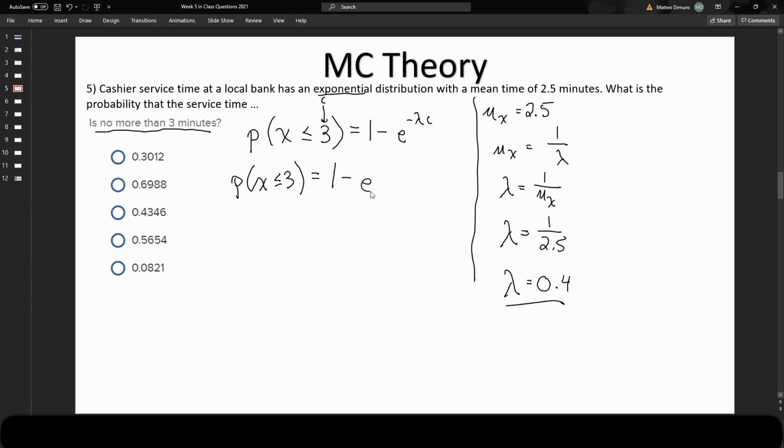So we're going to go 1 minus e to the power of negative 0.4 times 3. You can pop that in on your calculator. Just remember, this is the exponential distribution, Euler's number, so you're looking for a button that looks like that on your calculator. Plugging it in on the calculator, 1 minus e raised to the power of negative 0.4 times 3, and you're going to get 0.6988. And there it is. Very nice.